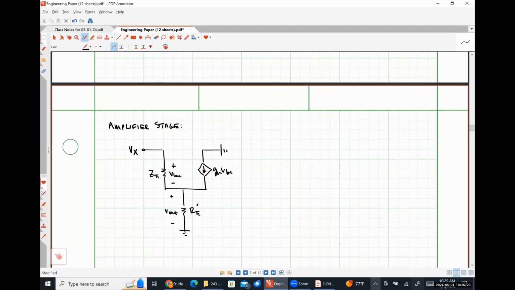So from 20 minutes ago, the transfer function for this stage, V out over Vx, is going to be GM times, actually, I'm just going to put it as, because I don't want to take the R naught out of it, because it's already lumped in there with RE prime, GM RE prime over 1 plus GM RE prime.